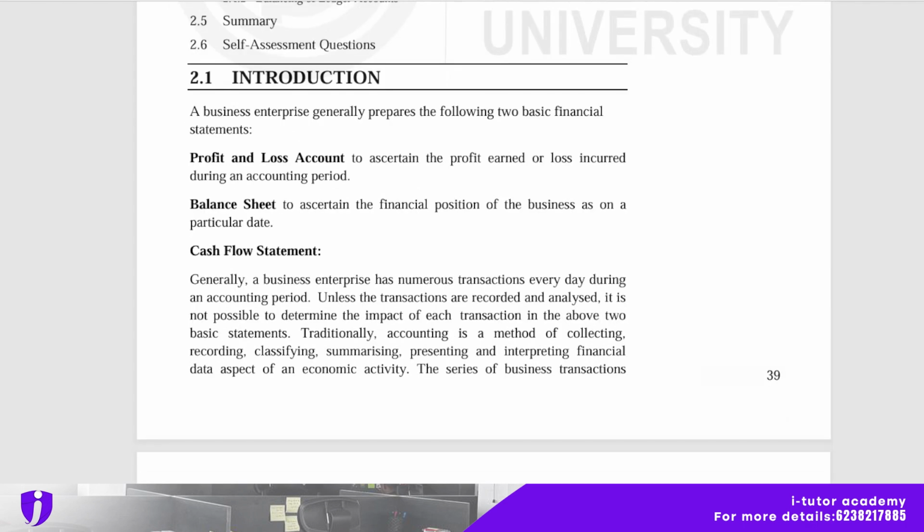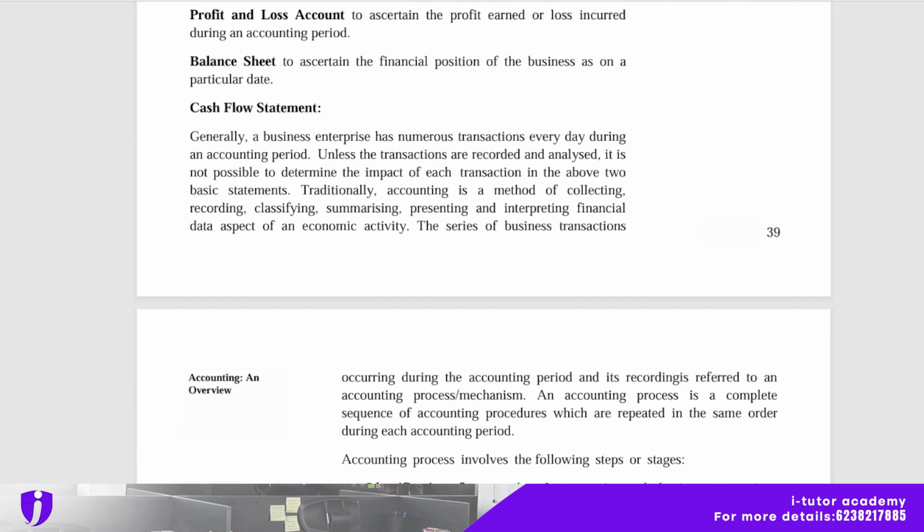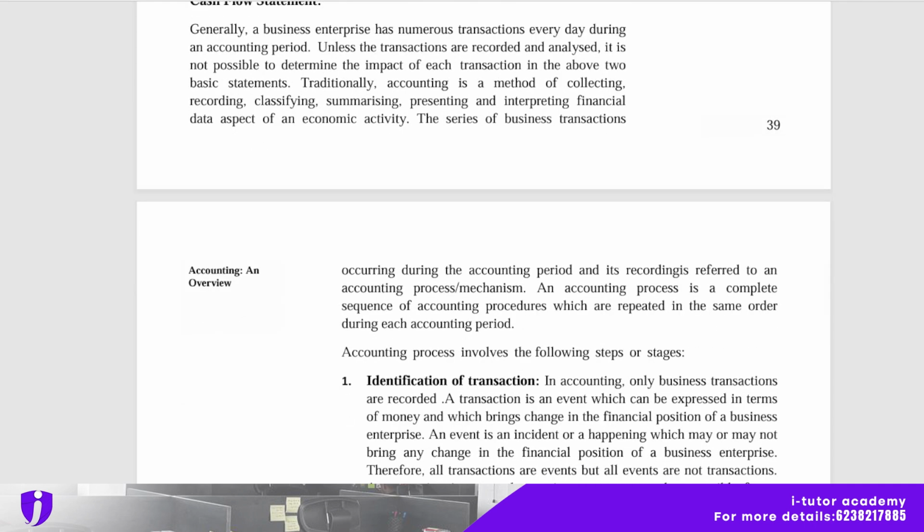Business enterprises generally prepare the following basic financial statements: profit and loss account, to ascertain the profit earned or loss incurred during an accounting period, and balance sheet, to ascertain the financial position of the business as on a particular date, and cash flow statement. Generally, a business enterprise has numerous transactions every day during an accounting period. Unless the transactions are recorded and analyzed, it is not possible to determine the impact of each transaction in the above two basic statements. Traditionally, accounting is a method of collecting, recording, classifying, summarizing, presenting, and interpreting financial data of an economic activity.